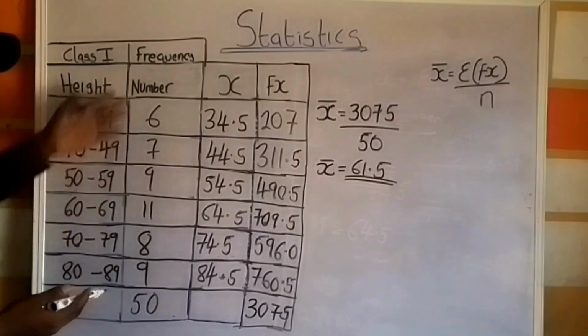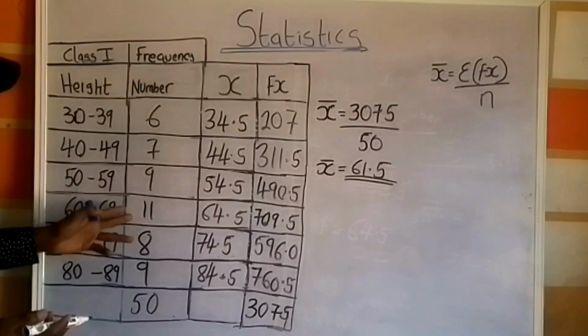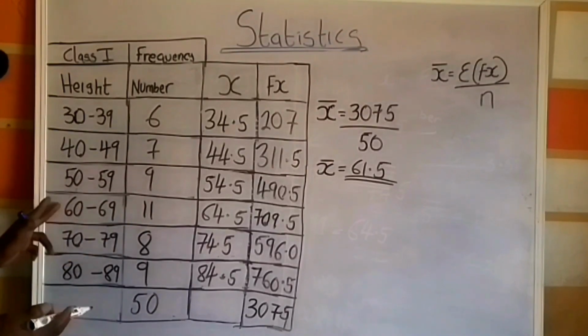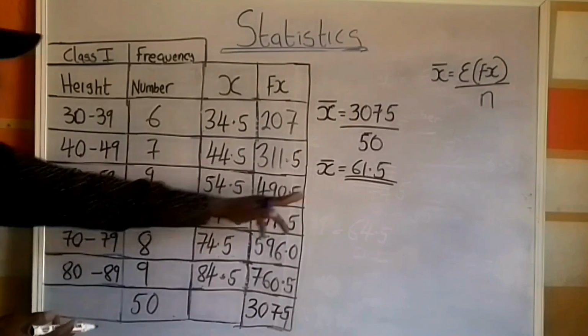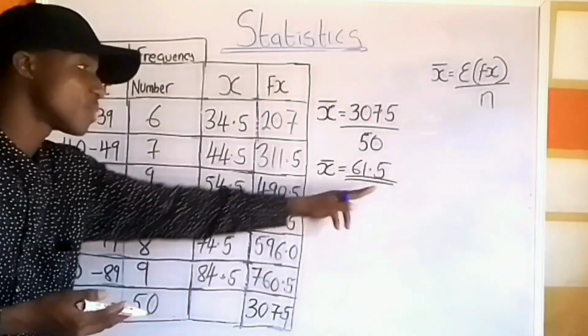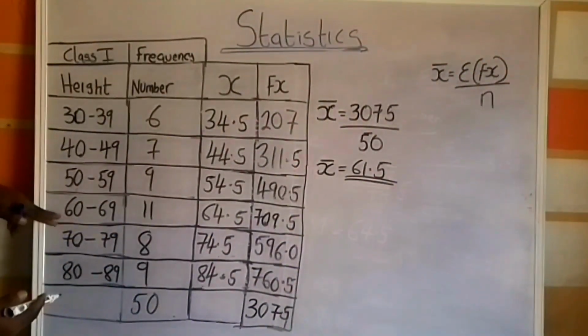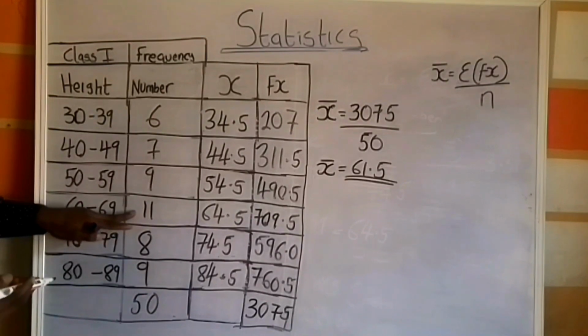For example, the highest number of frequency in this case is 11, and 11 belongs to the class interval between 60 and 69, and the mean is 61.5. Therefore, the mean fell between the class interval with the highest number of frequency. So you have to take note of that.